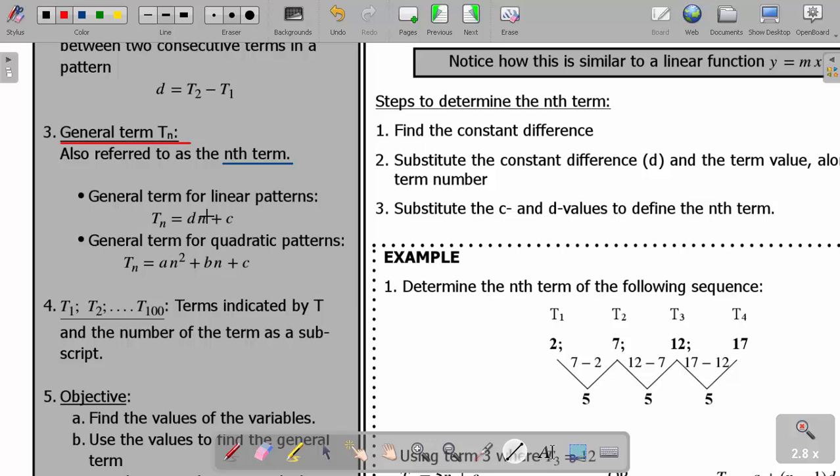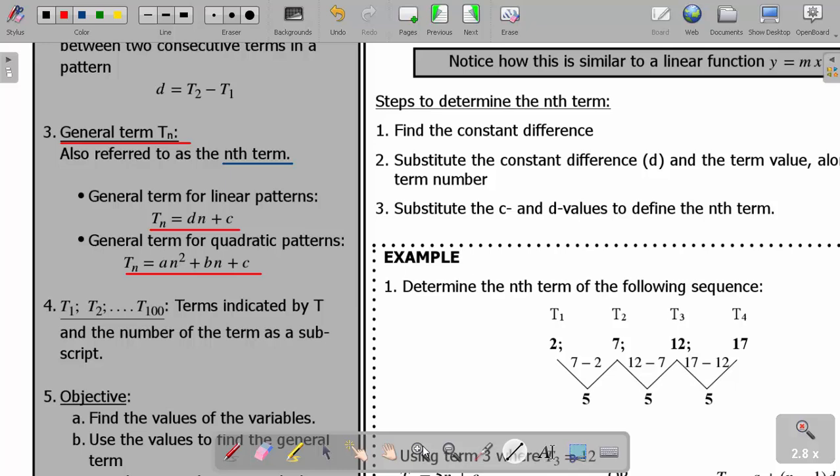Now the general term for a linear pattern is given by Tn equals Dn plus C. That's one way of expressing it. And for a quadratic it is given by what? Tn equals An squared plus Bn plus C, okay? And then we have the terms like T1, T2, T3 up to T100. These are terms indicated by T and the number of the term as a subscript. So if we say T100, it means the 100th term, okay?